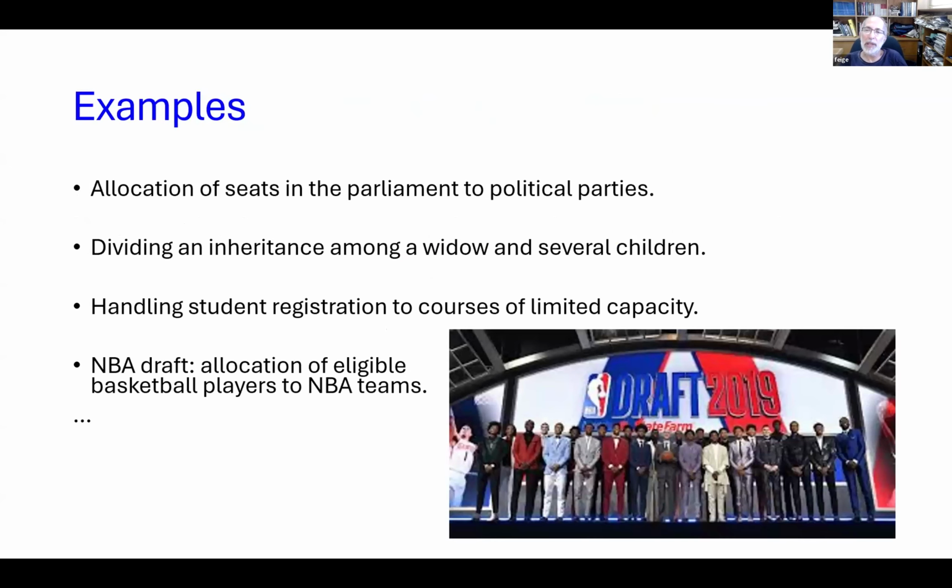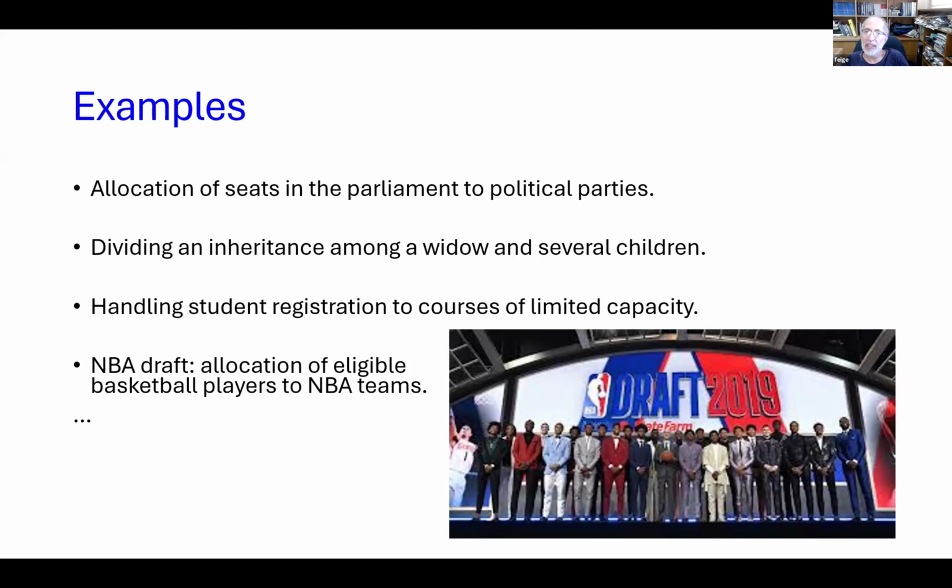So, examples where unequal entitlement may arise. One example would be allocation of seats in the parliament to political parties. The entitlement of each party would be the number of votes that it got in the elections. Another is dividing an inheritance among, let's say, a widow who's entitled maybe to half the inheritance, and 2 children, each one entitled maybe to 1/4 of the inheritance.